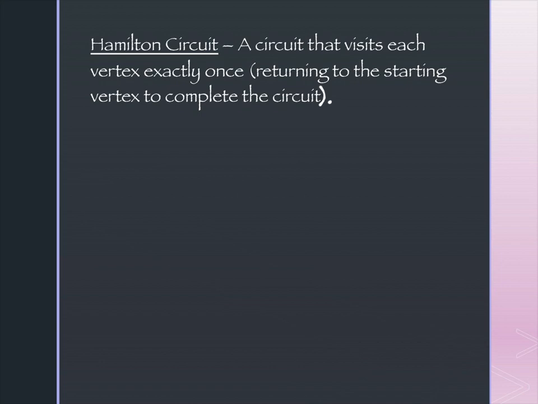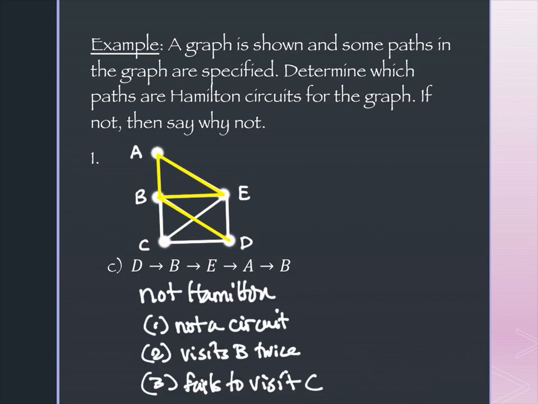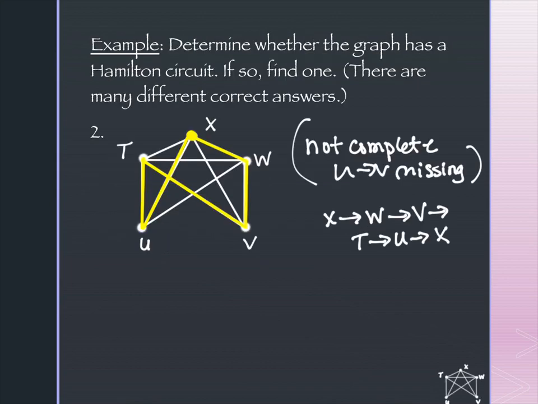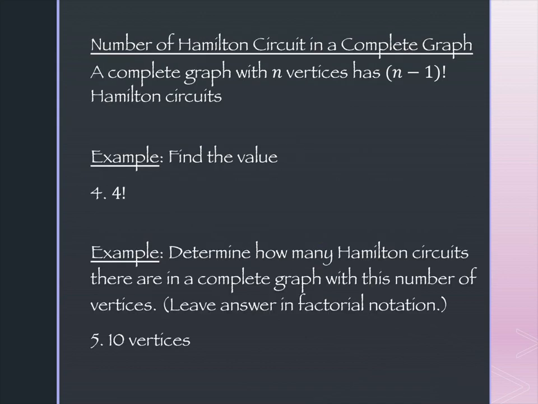And we had seen several examples throughout. We've done 3 different examples of different things. And I believe that we are on this one, the number of Hamilton circuits in a complete graph. Okay, so to remind you, complete graph means that every pair of vertices is connected by an edge. That's what a complete graph is. So if we have a complete graph with n vertices, then it will have n minus 1 factorial Hamilton circuits.